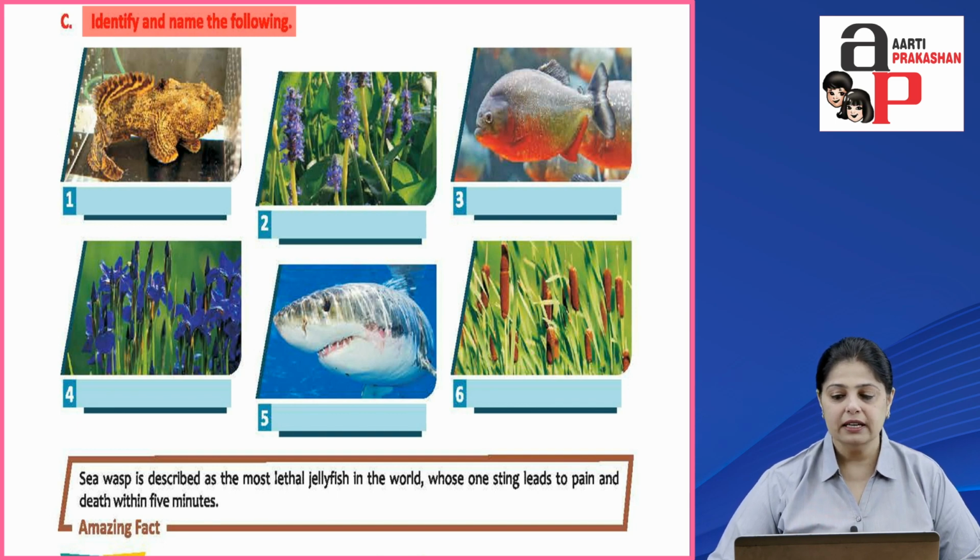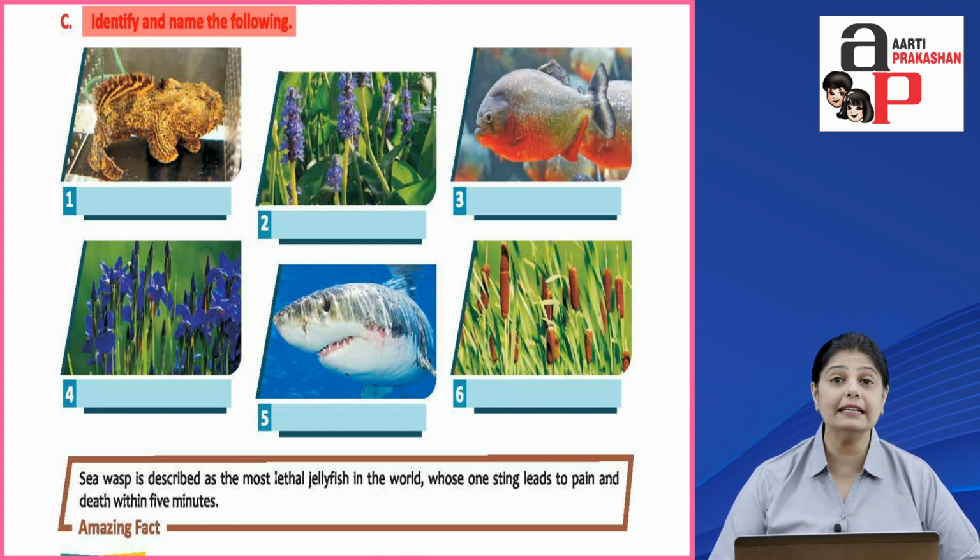The third one is piranha. It is a beautiful orange colored fish, and if you look at it, it shines. The fourth one is the blue iris. Fifth is, look at it, doesn't it look scary? Haven't you seen this in movies like Jaws? This is a great white shark. They are really dangerous. And the last one, look at this, it looks like the tail of a cat. It is a cat tail.